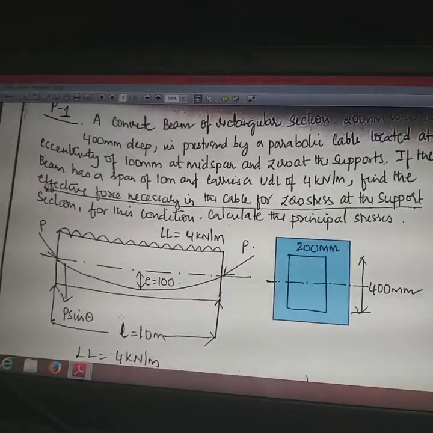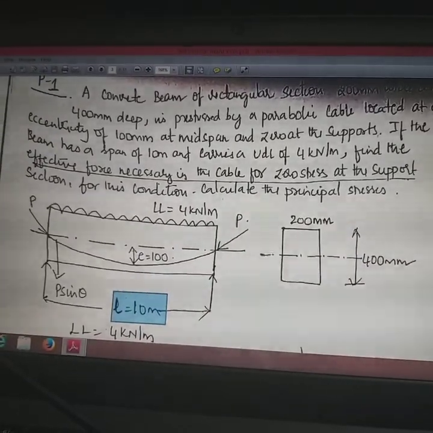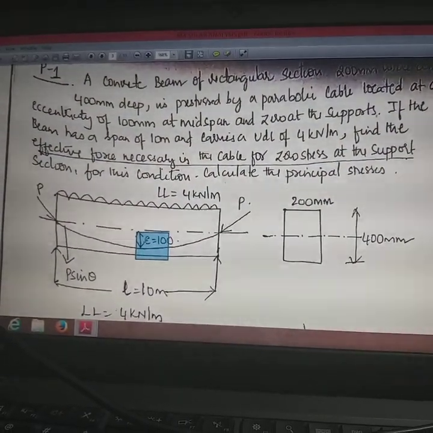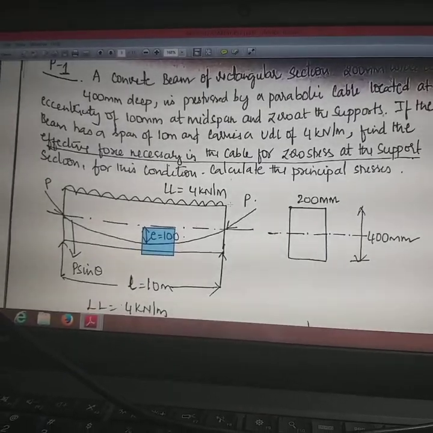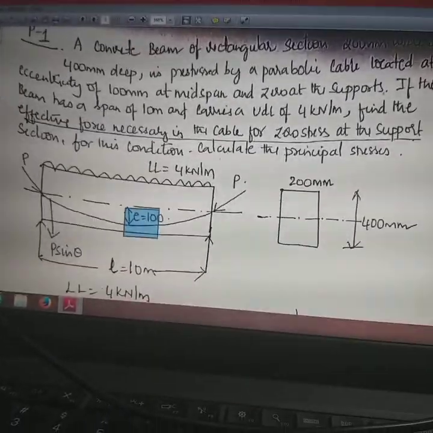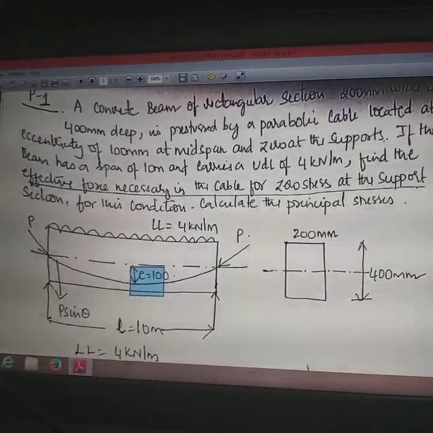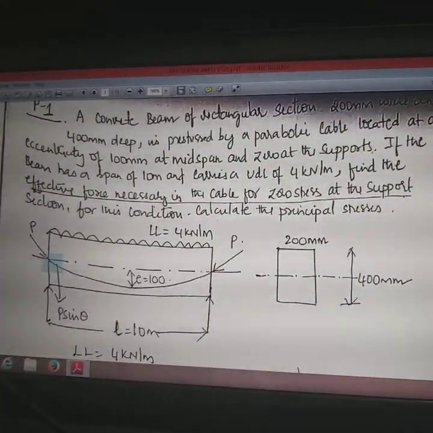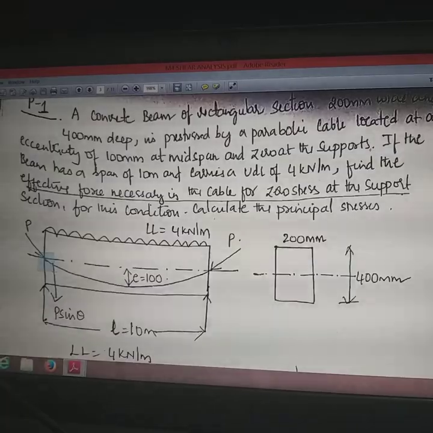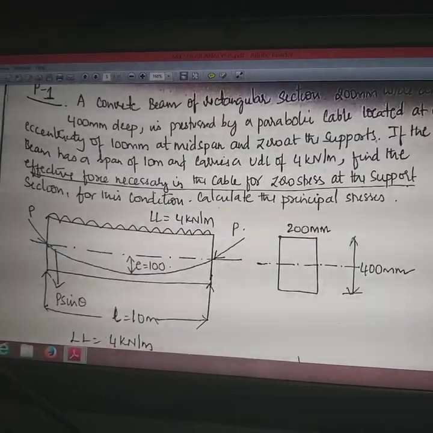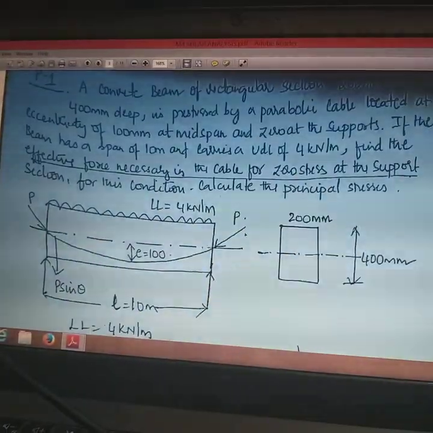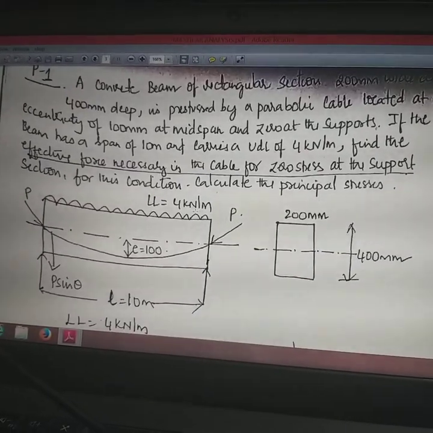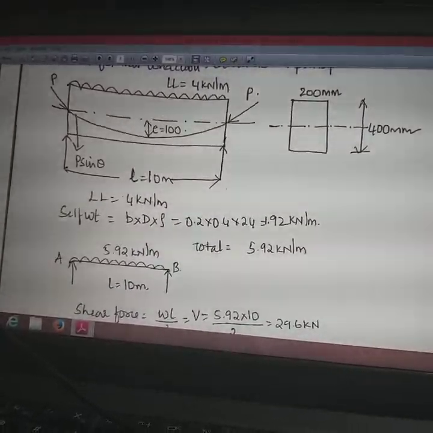So, they have given that the effective span is 10 meter and the eccentricity at the midspan is 100 mm, and it is following a parabolic profile. So this is your parabolic profile. It is having an eccentricity of 100 mm at the midspan and 0 eccentricity at the support section, which means it is coinciding with the centroidal axis. There is no eccentricity at the support here. And draw the cross section as well. The live load is 4 kN per meter.